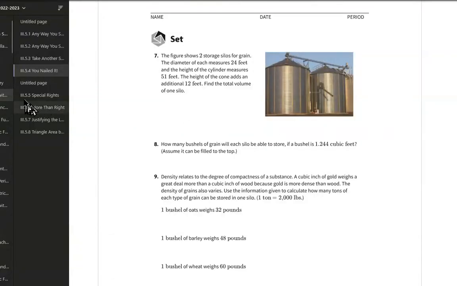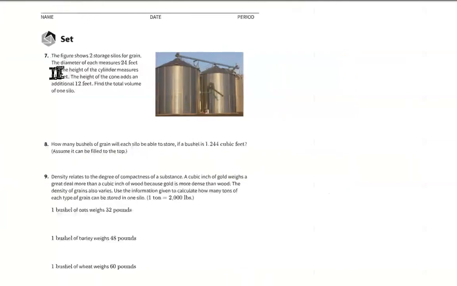Okay, so we're going to be doing 5.4 Ready, Set, Go, numbers 7, 8, 9, and 10, which all deal with each other. It says the figure shows two storage silos for grain, 1 and 2. A silo is just a gigantic bin. The diameter of each measures 24 feet, and the height of the cylinder measures 51 feet.